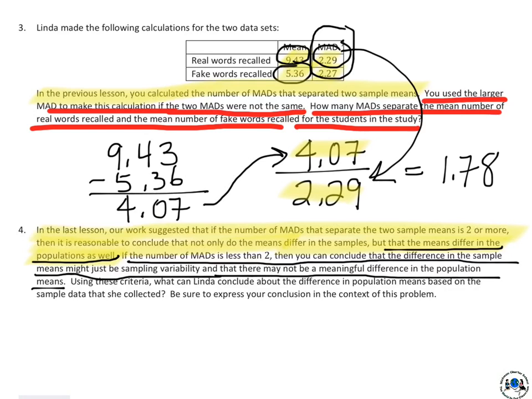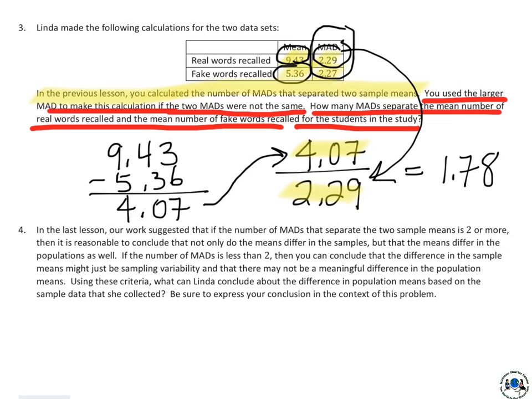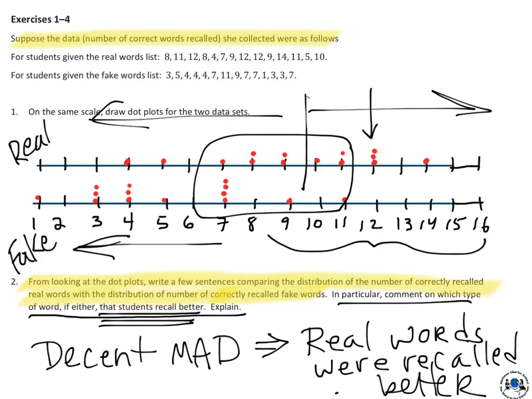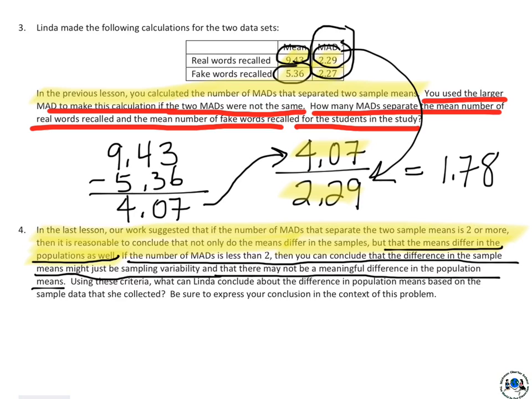Despite the fact that we looked over here and we can see, look at how many of these the real words people were recalling, and then look at all these on this side. So they're really pretty much clearly on two different sides of that dot plot. But despite that, because the MAD, the mean average deviation, there were only 1.78 MADs between the difference in the means, we are going to have to, what we say, accept the null hypothesis, okay?